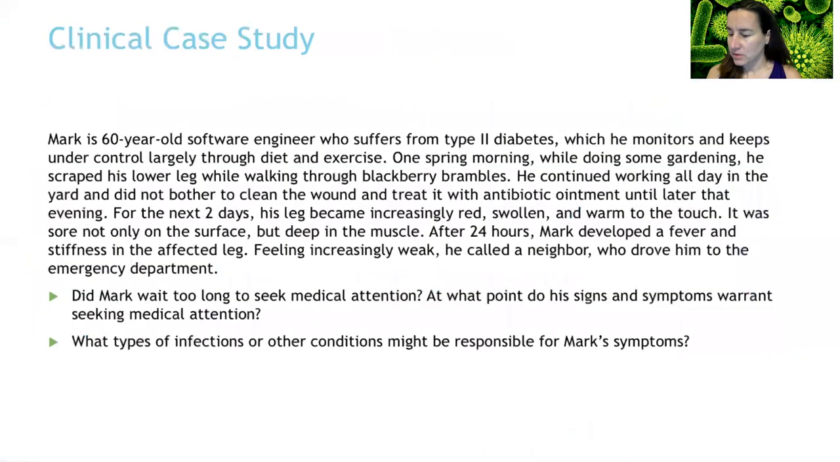So let's talk about the functions of genetic material, but first we've got a case study, and it is Mark. Mark is 60 years old. He's also got type 2 diabetes, like our previous person before. He's got it under control with diet and exercise. He was doing some gardening because it's springtime, and he scraped his leg while walking through some blackberries. He kept working all day, and he didn't clean the wound and treat it with antibiotic until later that evening. So he waited until late at night to finally clean his wound.